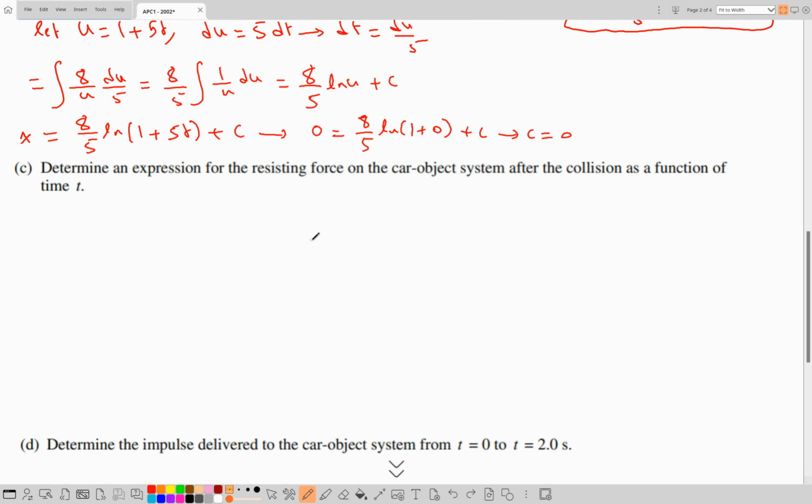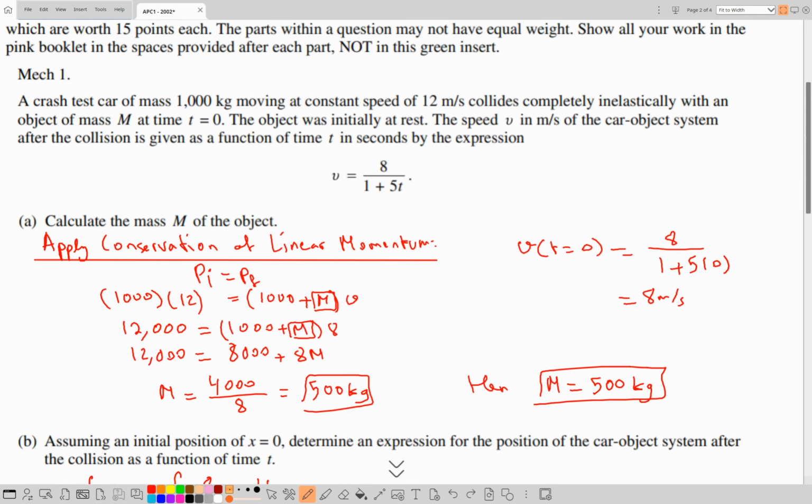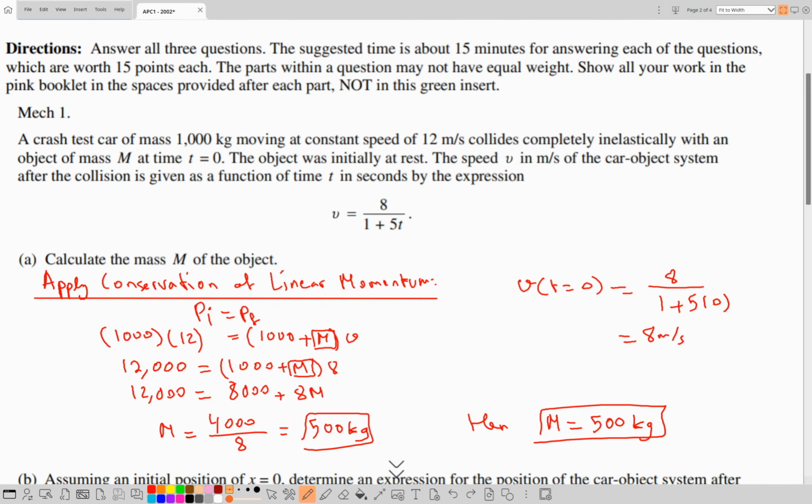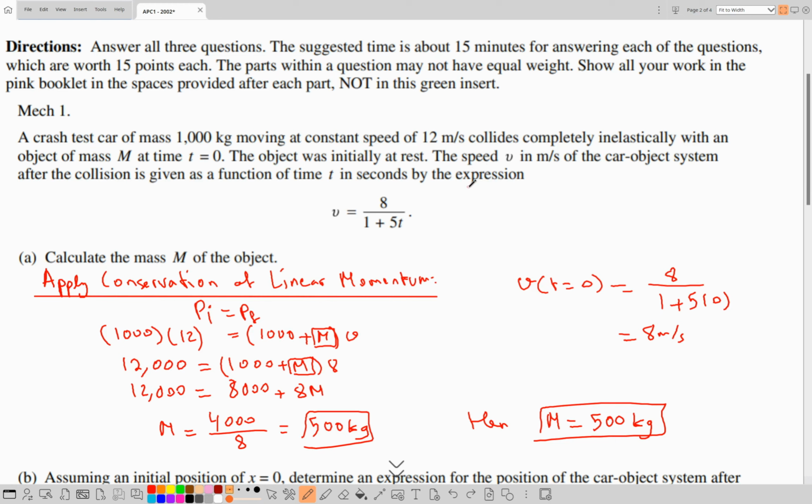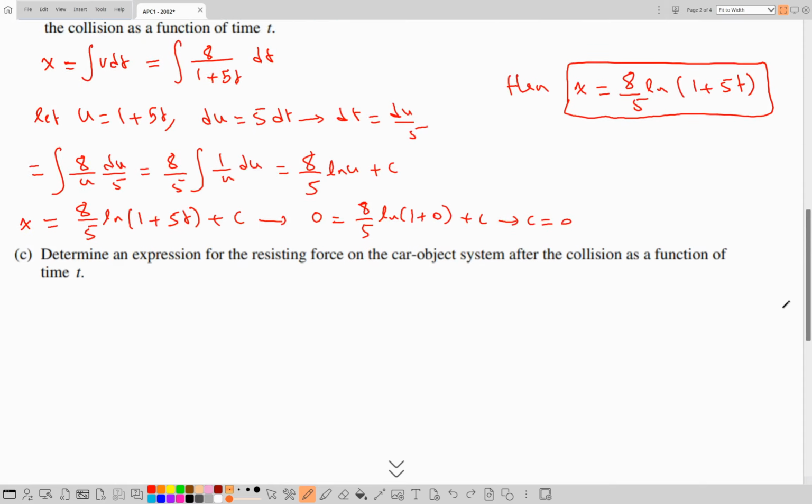Now determine an expression for the resisting force on the car object system after the collision as a function of time. We know that the force basically is related to acceleration, since the only thing given is the velocity. Now here, even if it's not mentioned in the text, we're assuming that the collision occurs on a level surface, which means that if there happens to be a normal push, it would be balanced by the pull of gravity.